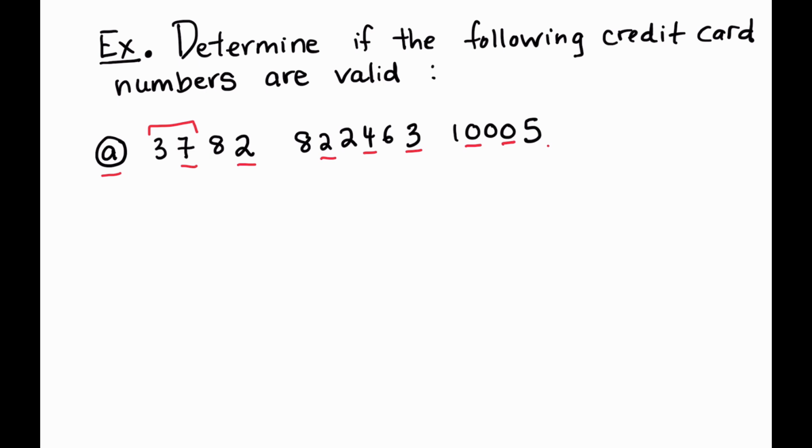So 7 times 2 gives me 14. 2 times 2 is 4. 2 times 2 is 4. 4 times 2 is 8. 3 times 2 is 6. And here we have 0 and 0.